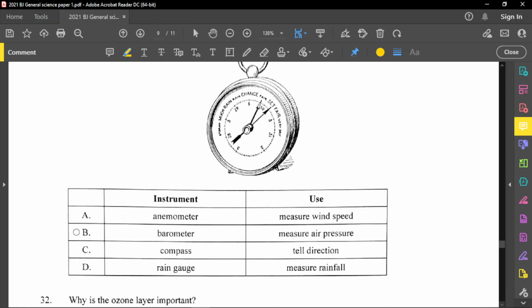It's a barometer that is used to measure air pressure, right? It's a barometer. There are different designs of them, but these are the common ones. You look at the numbers and also the markers, you realize it's not a compass and so on, right? All right, so you need to know the barometer, the anemometer, compass, you need to know those, and the rain gauge as well. All right, but this is right off the bat a barometer.